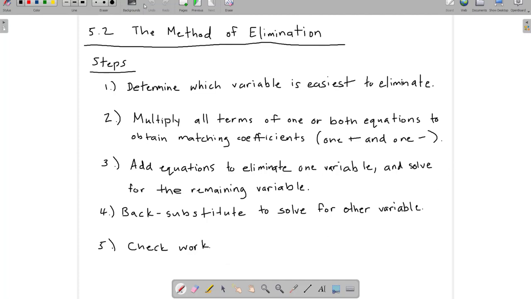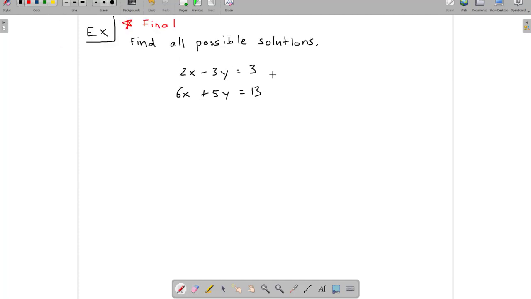So it seems a little confusing, but it does work better than substitution in some cases when it's not easy to solve for one of the variables. So we'll go ahead and look at an example. Let's now take a look at this example, and we will use the method of elimination to solve this. We want to find all possible solutions to our system of equations. We have 2x minus 3y equals 3 and 6x plus 5y equals 13.